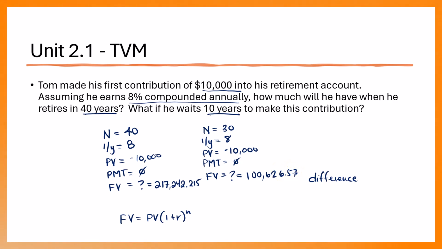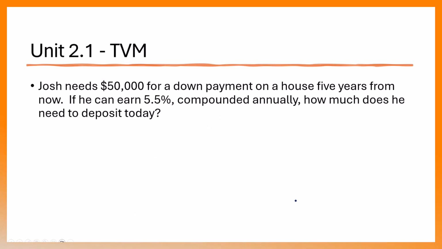That brings our total difference in this example to $116,615.65. A huge difference those extra 10 years make, especially with an 8% per year compounded interest rate. We're about halfway through. We're on question number 11 now.